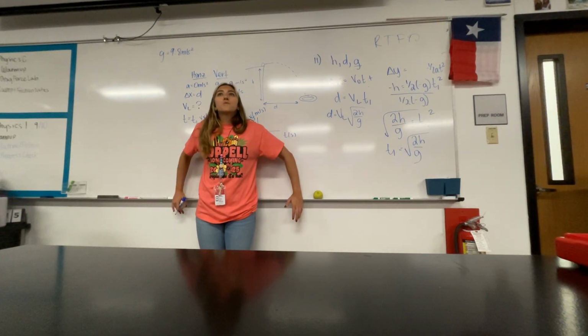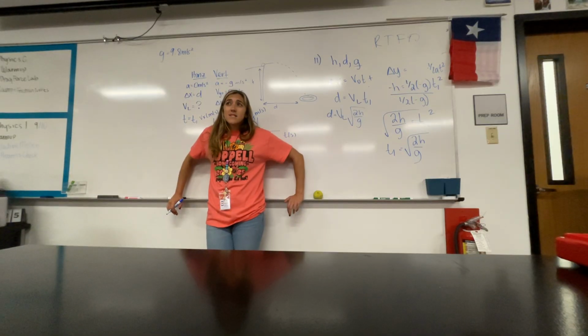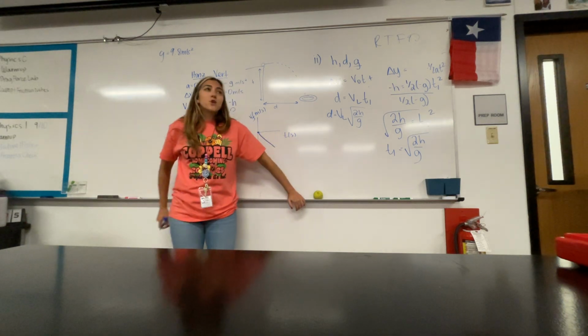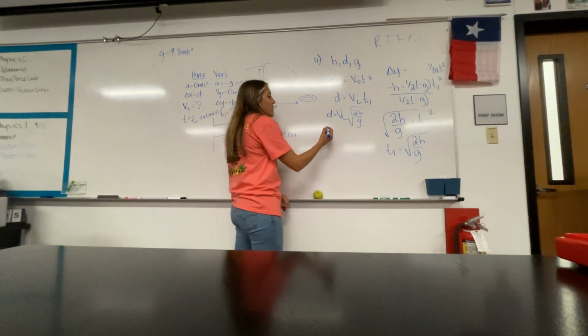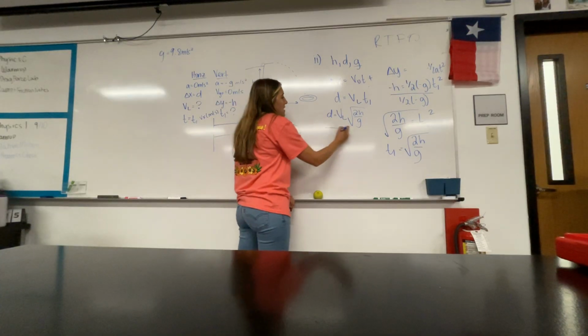What's my expression supposed to be for? Is it supposed to be solved for distance, height, gravity, or initial velocity? Initial velocity. So what should I do? Divide.